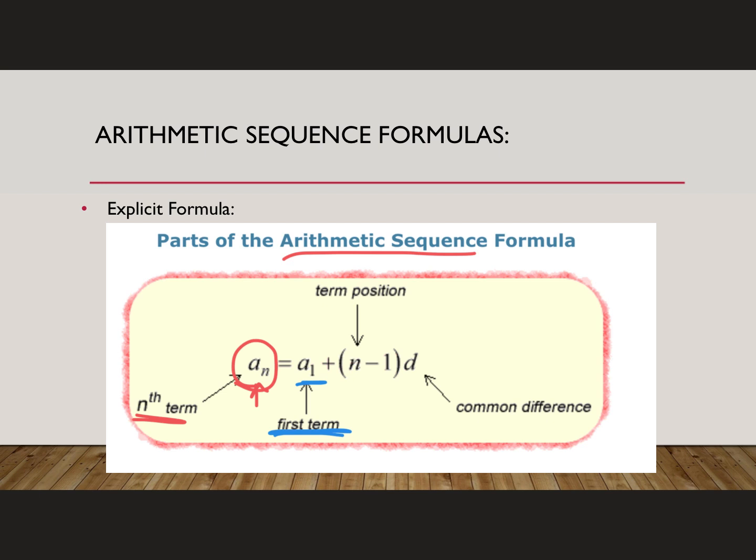We also have this part, called term position. So this is n minus 1. So this is whatever term we're on, that term number, minus 1. So if we're looking for the fifth one, it would be 5 minus 1. And then d is our common difference. So we can use this to write the formula to find the nth term, any term in the sequence.